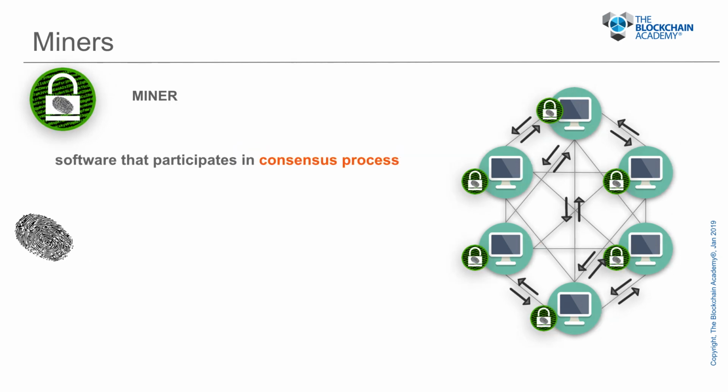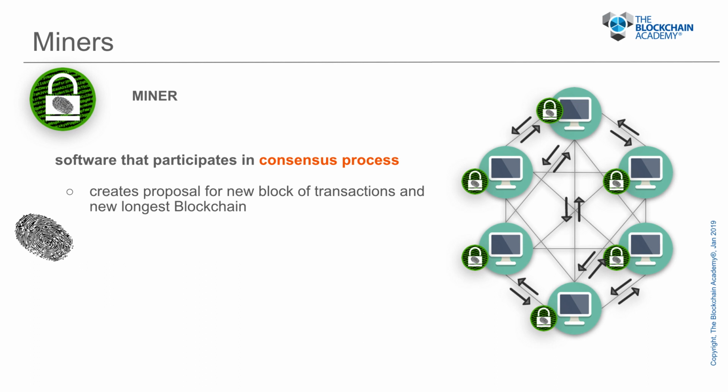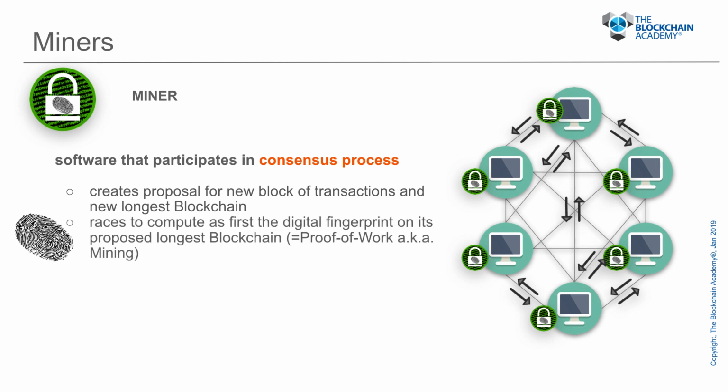And then we have the miner software, which enables a computer to participate in the consensus creation process. To do so, it creates a proposal for a new block of transactions and thus also a new longest blockchain. It then participates in the race to compute as first the digital fingerprint on its own proposed longest blockchain. This is called proof of work, also known as mining.